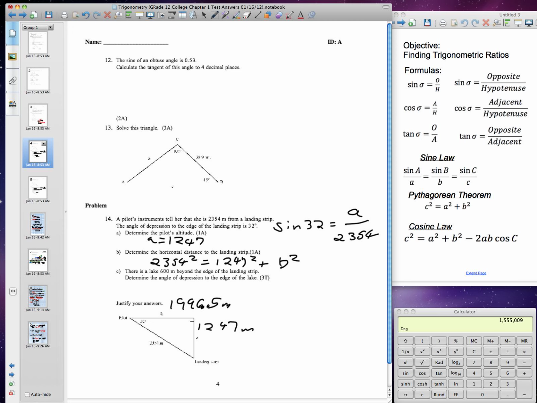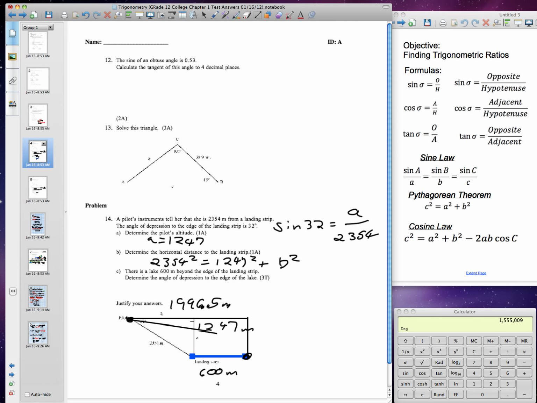So there is a lake 600 meters beyond the edge of the landing strip. So what that means for us, we'll use this. There is some lake 600 meters away. Okay, that's where the lake is going to start. So it's right there. Could be Lake Ontario. That distance is 600 meters. Okay, the pilot is still here. So we have to create a new triangle. This is how far away the lake is. Here's the horizontal distance. We need to know the angle of depression to this lake.